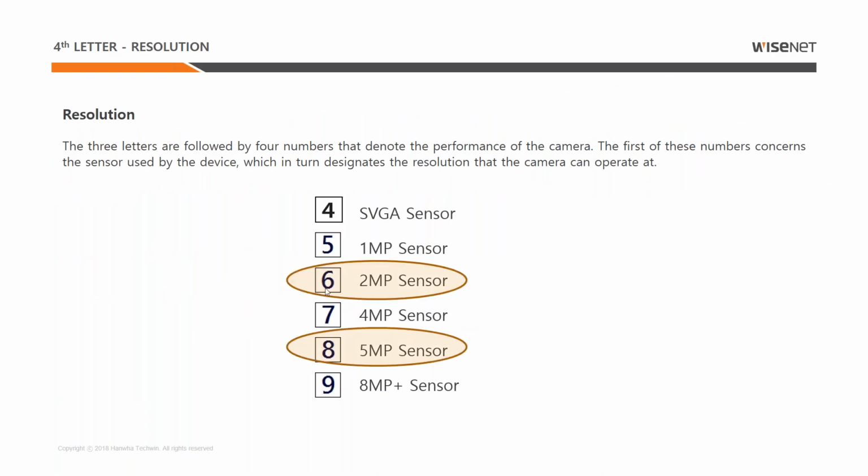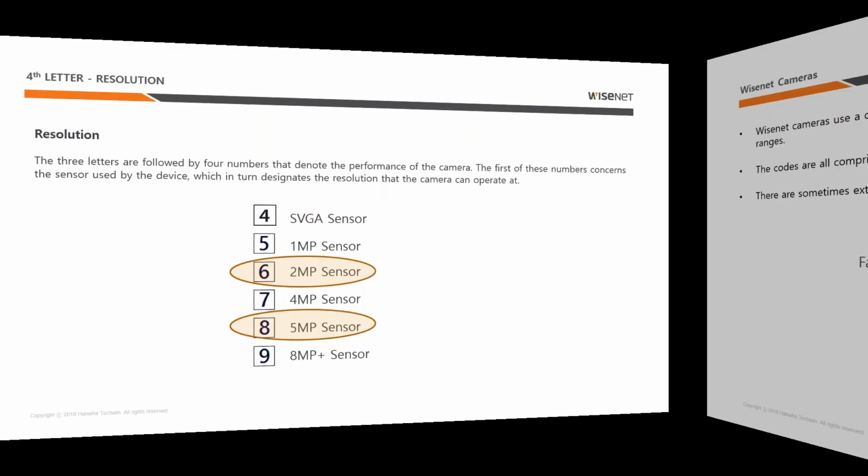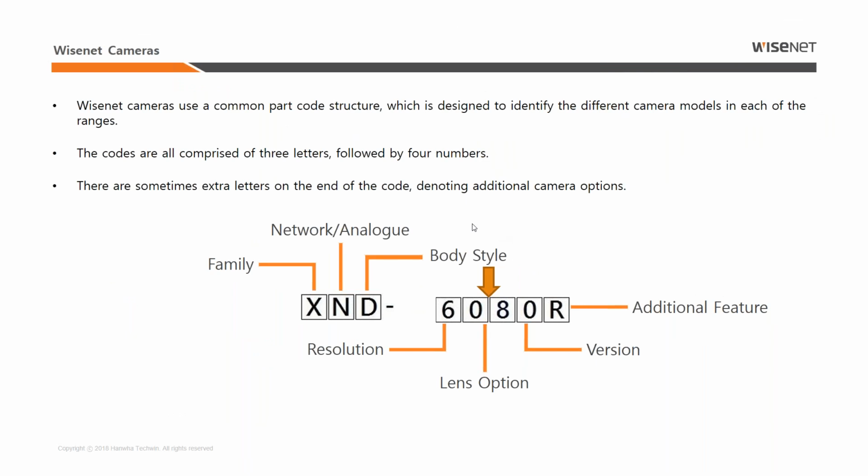Just for our reference, starting number 2 megapixel is 6. Okay, so just don't be confused. 6 is not 6 mega, 6 is 2 mega. Okay, so only that you keep in mind. Next is 6, 7, 8, 9. So more the number, more the resolution. Lens. Lens requires two digits, not one digit. So two digits together. If you want adjustable lens, it is 08.